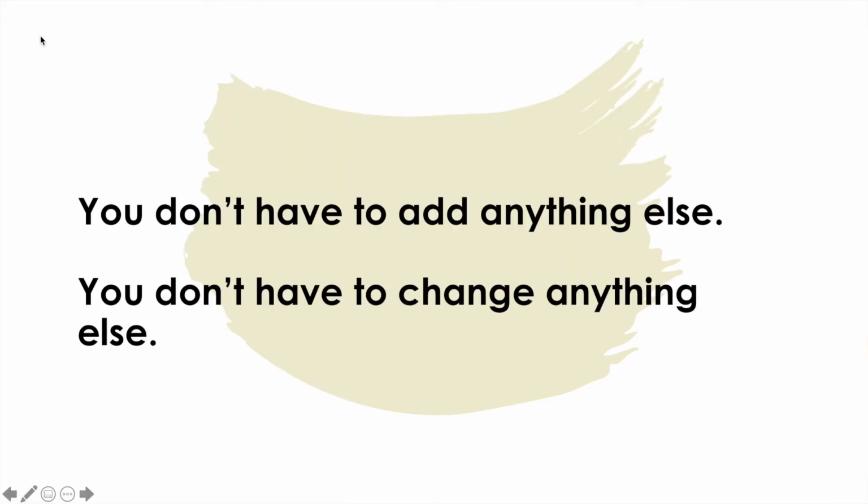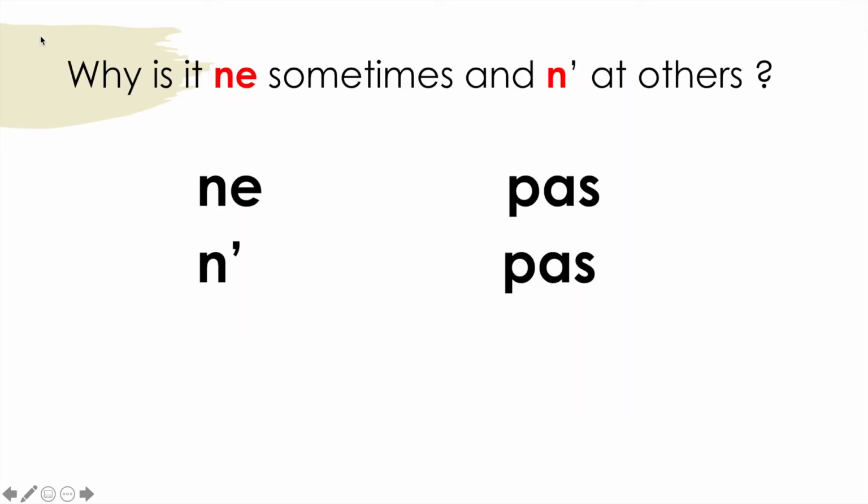So how do we do that? Well, we followed the directions. We put the ne pas on either side of the verb. You don't have to add anything else. You don't have to change anything else. So, why did we sometimes see ne and at other times see an apostrophe?